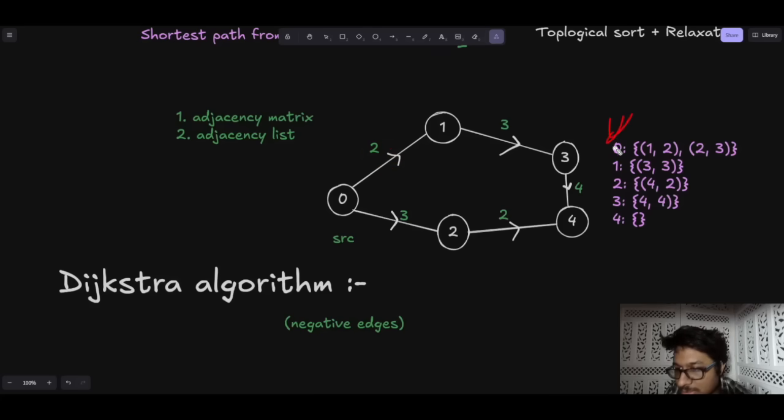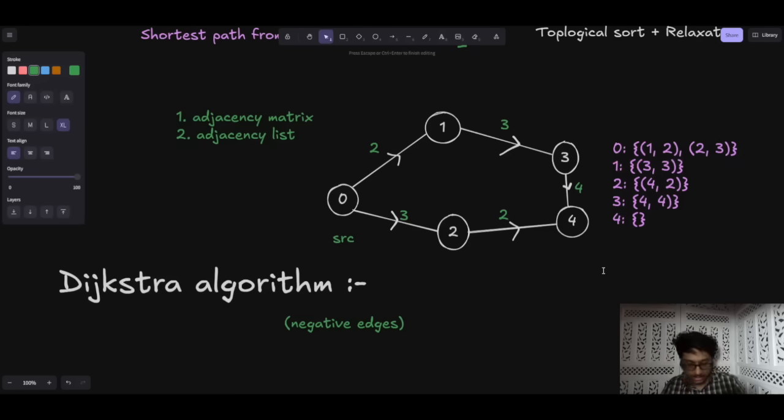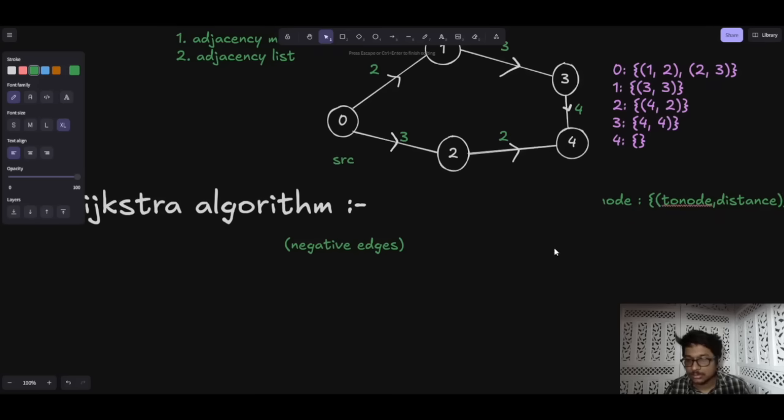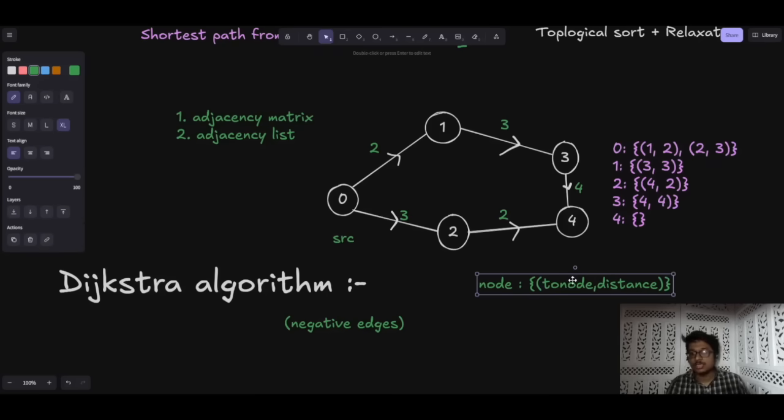So from 0, this is the node. These are all the nodes, and these are all the edges and their corresponding distances. So from 0 to 1, the distance is 2. It's written in this way: node colon, then the to-node and the distance. So from node to node, the distance is written in that way.